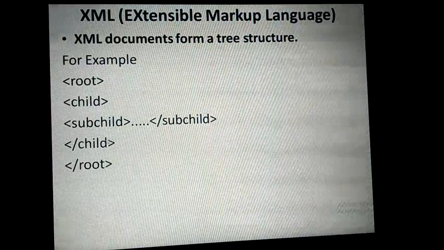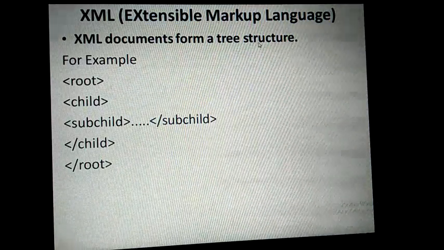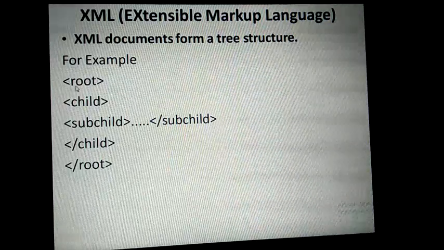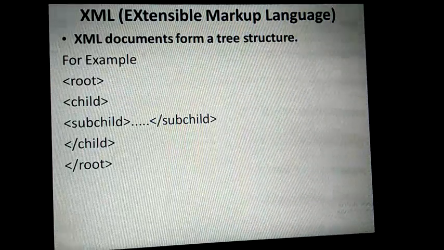Next, this is an example of an Extensible Markup Language document. XML documents form a tree structure. That means it will have initially a root tag and then a child tag followed by a subchild tag.